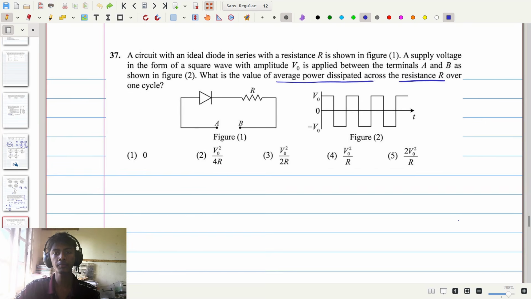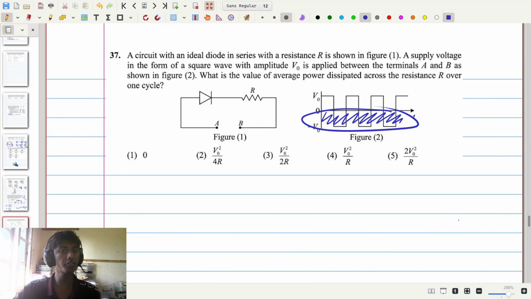Now looking at the diagrams, we can see our square wave alternates between positive V0 and negative V0 volts. Since this diode will only allow current to flow in one direction, either the top half or the bottom half of our supply voltage will be cut off by the diode. So the resistance R will only have either this top half or this bottom half of the cycle flowing through it. Considering that, power is only flowing through the resistance half of the time.